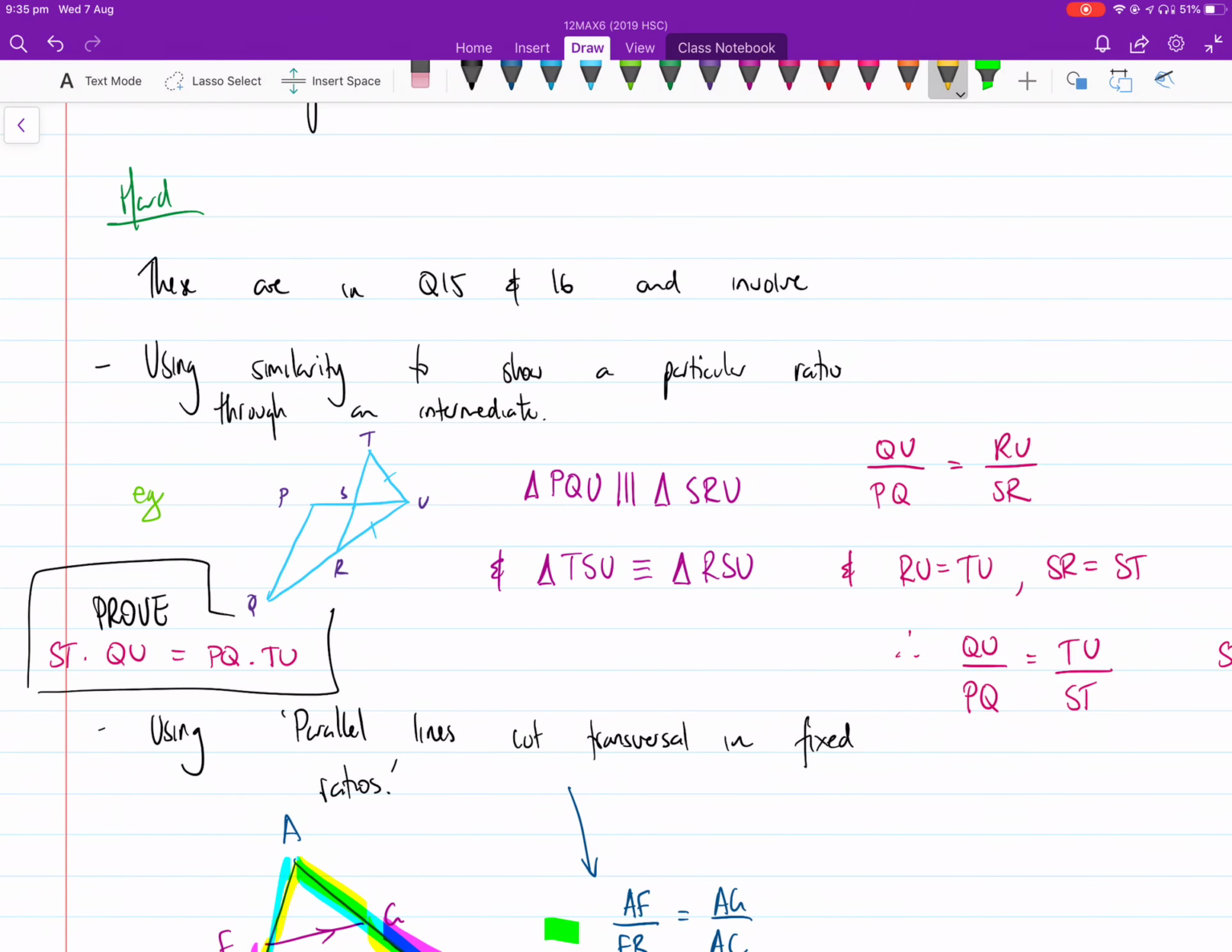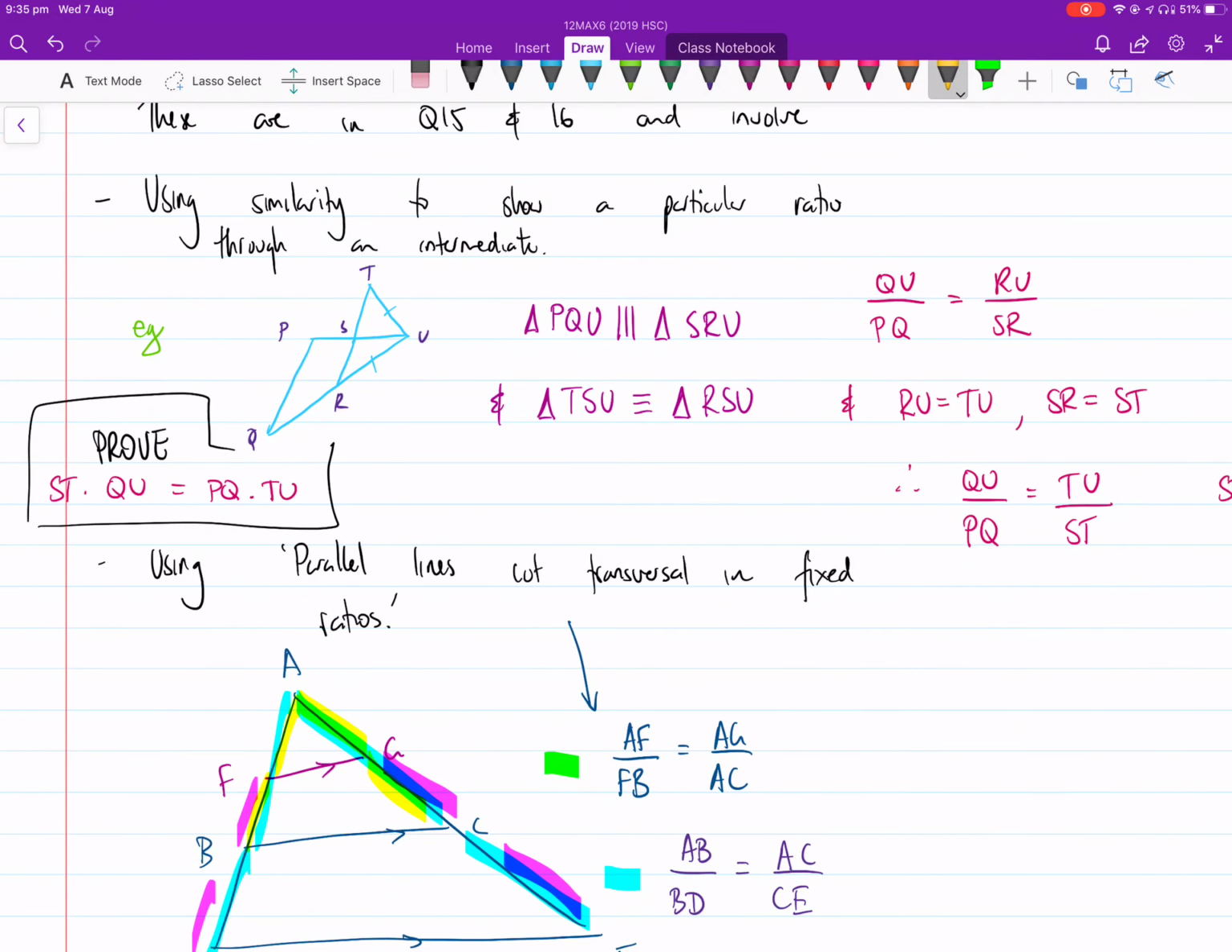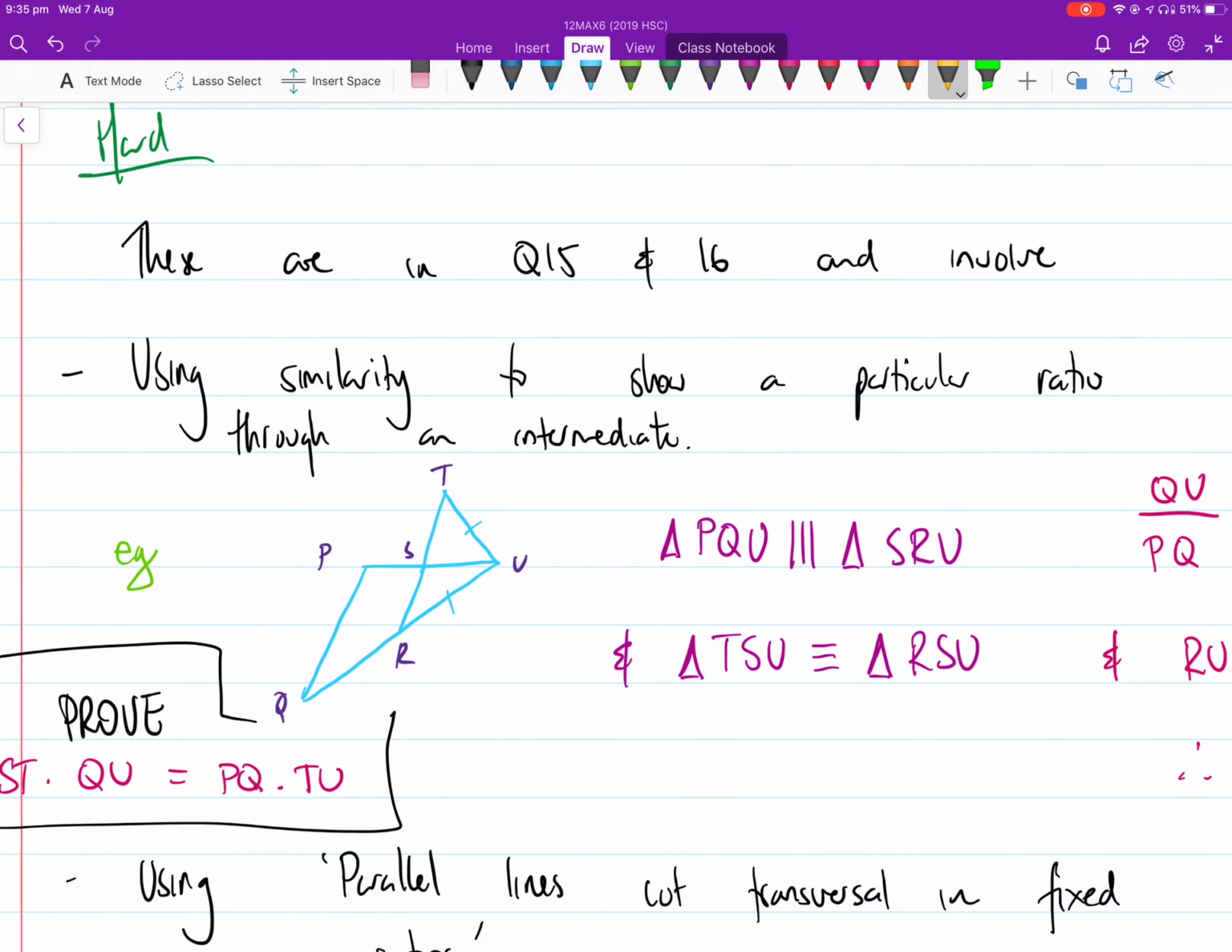Then you get the hard ones. Now, there's really 2 parts to a hard one, like 2 things that make them hard. The first one is just using similarity to show that a particular ratio holds through an intermediate. So not directly showing a ratio, or 4 things are in a particular ratio, or the product of things are equal, but rather going through an intermediate.